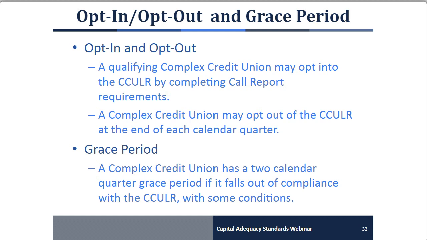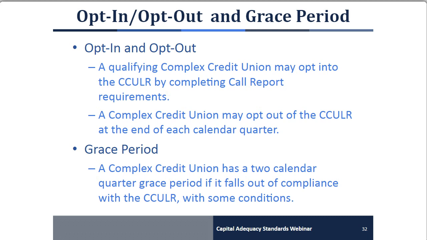We don't anticipate many qualifying complex credit unions will opt out of the CULR after opting in because of the simplicity of the approach. Special cases can occur that may cause a credit union to want to opt out of the CULR. For example, if the credit union anticipates an upcoming balance sheet change, merger or acquisition, or has declining asset quality. In those cases, a credit union may choose to run the RBC calculation to see where they may fall post-change.